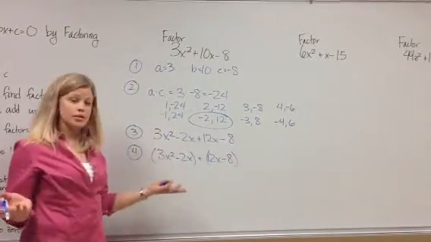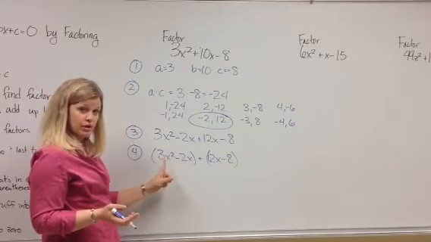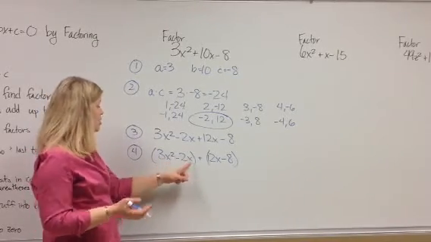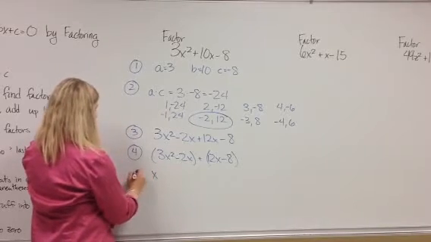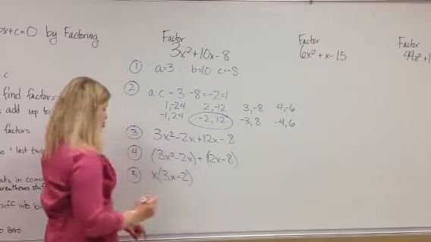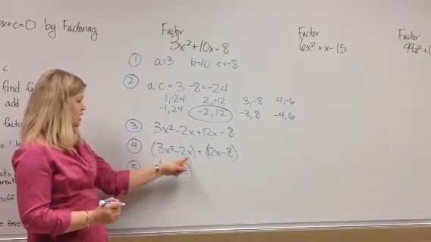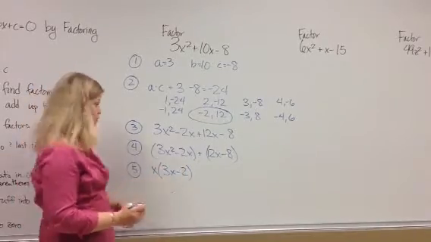And we're going to look and see what's in common. Well, what do they have in common? Whoa, not even a number, right? 3 and 2, nothing in common. But notice they both have an x. So in step 5, we're going to pull the x out. We're left with 3x minus 2. Okay? 3x squared divided by x gives us 3x. Negative 2x divided by x is negative 2.